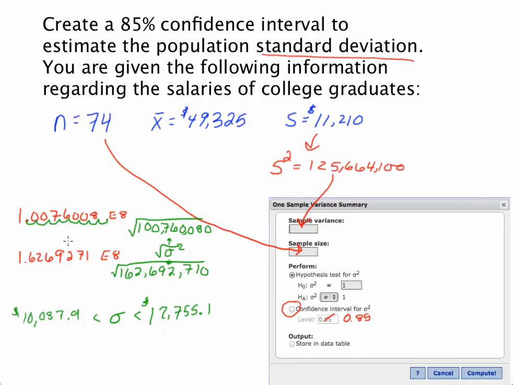And that's because they don't have space in those small places there to put commas and have it fit on the screen. So what we get is we are 85% confident that the true population standard deviation is contained between these two values of 10,037.9 and 12,755.1. We are 85% confident that the true population standard deviation is contained in there.